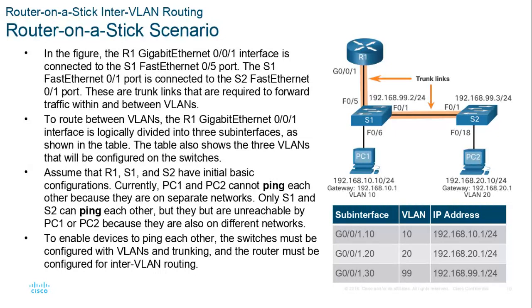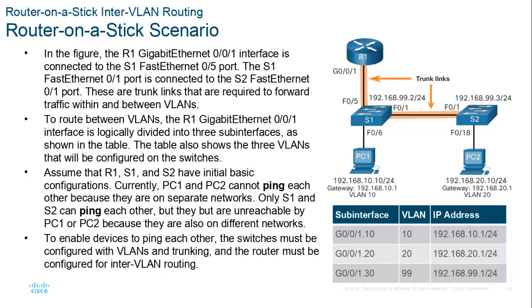All the different VLANs' Ethernet frames have been tagged and identified as being VLAN 10, 20, or 99 in this particular case. And we're going to do some configuration on that router to create some sub-interfaces. We're going to take that physical interface number G0/0/1 and put a dot there and make a logical software interface called .10 and .20 and .30, and we're going to correspond those to the particular IP addresses.